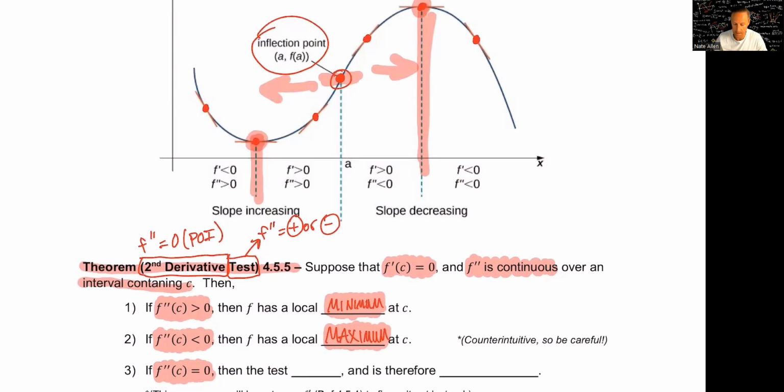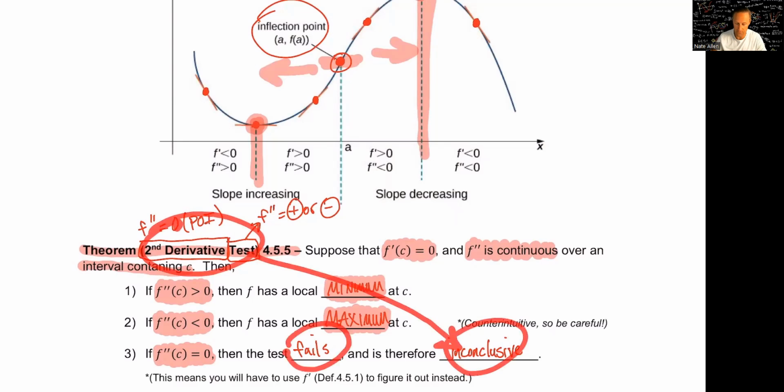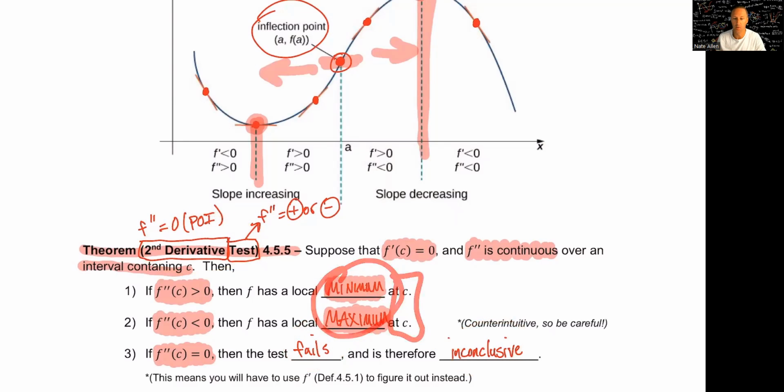So what then happens if we were to get a 0 at that critical point? Well, then that means that the test, unfortunately, fails because we don't know if it's concave up or down. That critical point is actually also going to be a point of inflection, and therefore means that the second derivative test is inconclusive. It failed to tell us whether it was a max or a min at that critical point. So we will have to go back and use the first derivative test in order to do it.